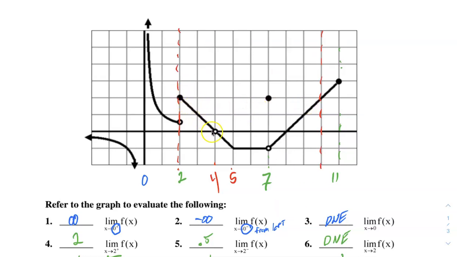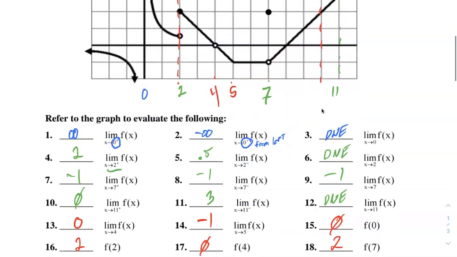Limit exists. Limit exists. There's a limit right there. Limit exists. Limit does exist right there. Right? Remember, it's not about the value. Yeah, every value between here and here has a limit. Between those two values, everything has a limit. So that is true.